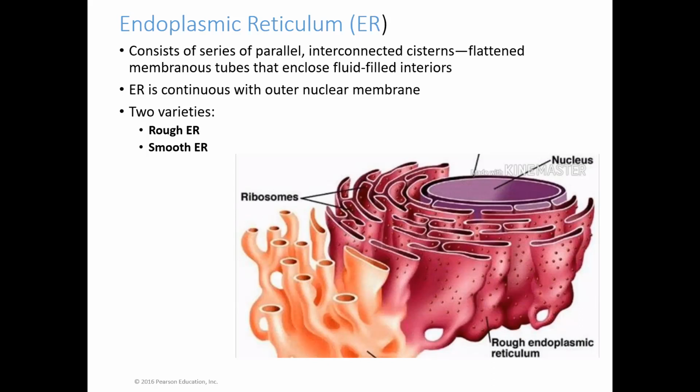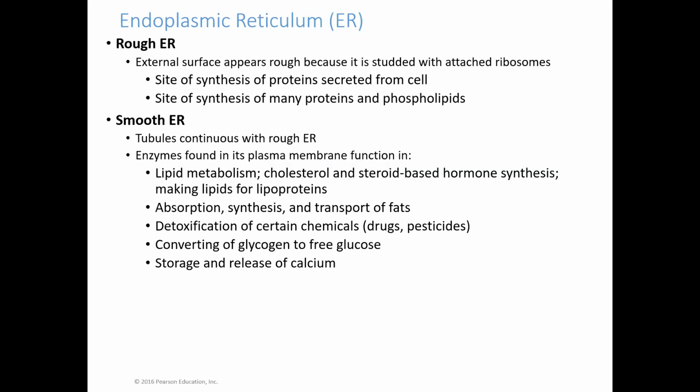Both have very distinctive purposes. Rough ER is where we produce proteins, because the rough ER holds the ribosomes and the ribosomes make the proteins, and the proteins are collected in the rough ER. Smooth ER is totally different. Smooth ER is all about cleaning up, detoxification, if you will. So the rough ER makes all of our proteins. It makes our phospholipids too.